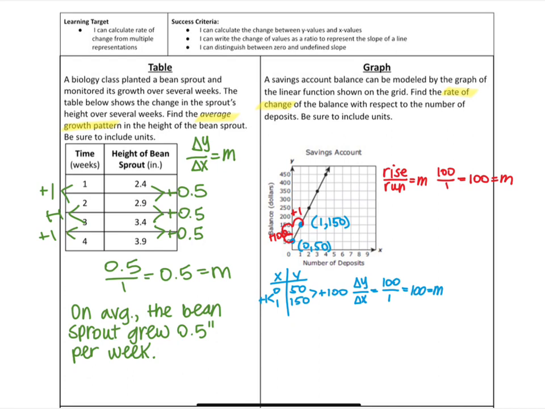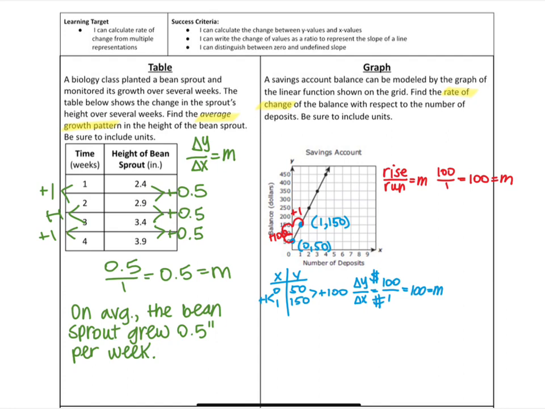Now back, what does this look like in words? Well, it actually tells us in the problem. It says the rate of change of the balance with respect to the number of deposits. So let's look at this. The number of deposits, and then it's the balance in the bank account. Well, this tells me since my change in y is on top, that's my money, right? That's my balance, and that's the number of deposits.